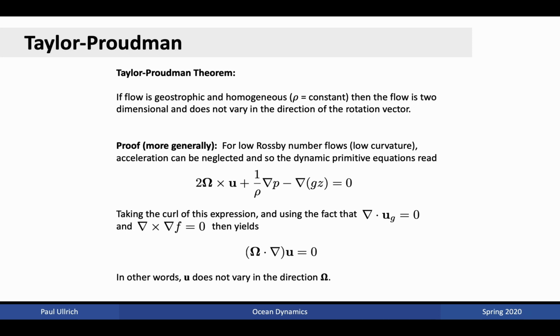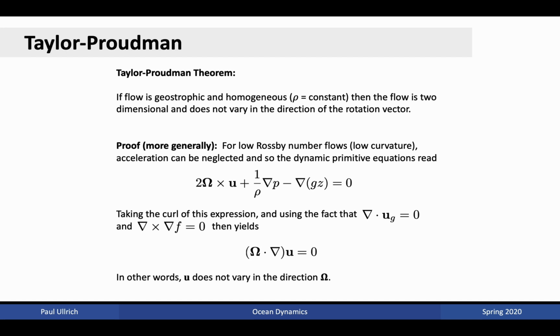A more general proof of the Taylor-Proudman theorem emerges from the vector form of the dynamic equations for the ocean. In this case, the right-hand side is equal to 2Ω × u, where Ω is the vector pointing in the direction of the rotation axis. This term represents Coriolis forces, plus 1/ρ times the gradient of P, which is the pressure gradient force, minus the gradient of Φ, which is the gravitational force. All of these must balance each other for a flow with du/dt equal to 0.